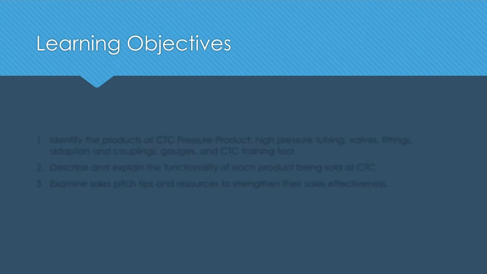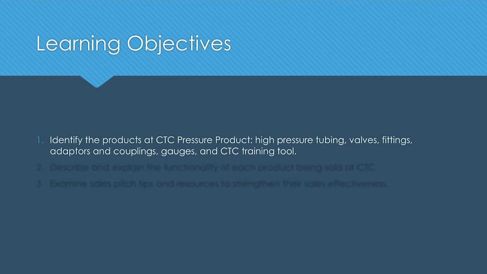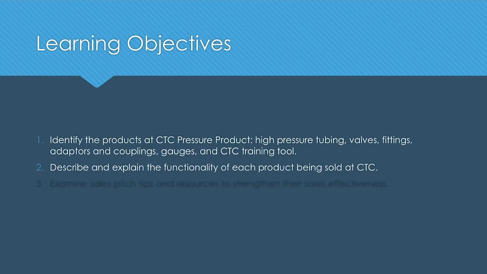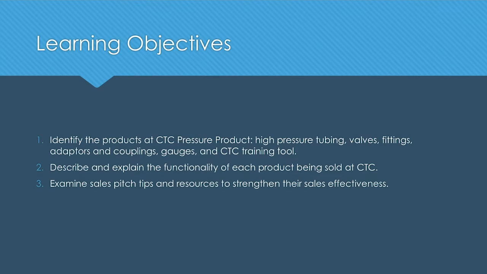The learning objectives of this course. The first one, identify the products at CTC Pressure Products. So that includes high pressure tubing, valves, adapters, and couplings. Describe and explain the functionality of each product sold at CTC. And lastly, examine sales pitch tips and resources to strengthen sales effectiveness.